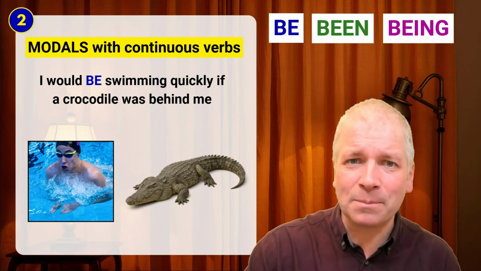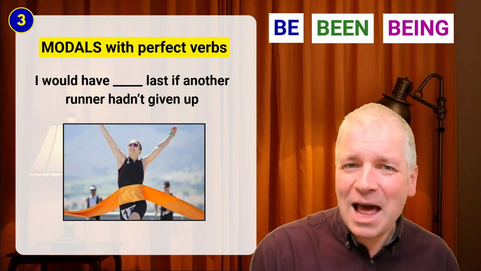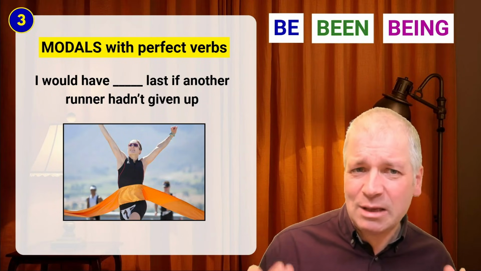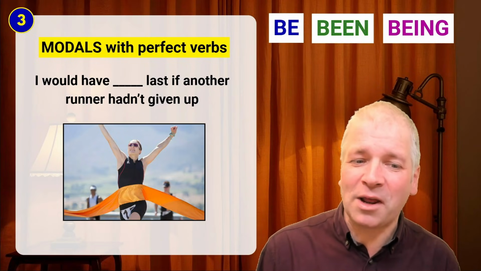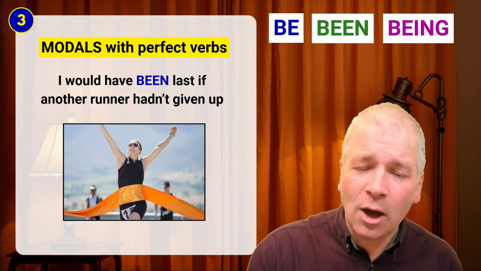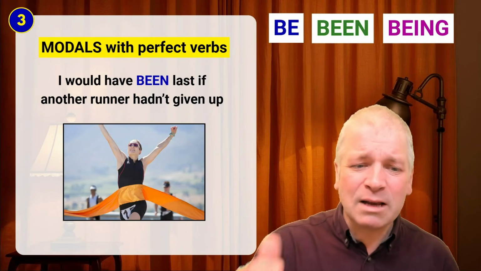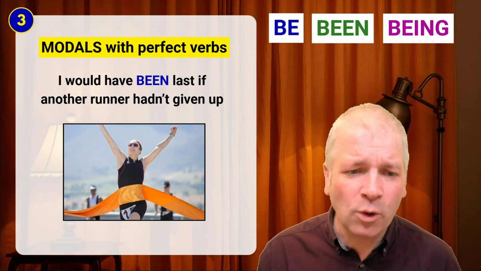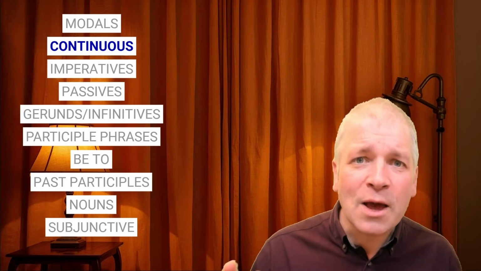I would be swimming. This runner should have finished last, but someone else gave up before the end. So she is celebrating and she says to the other people when she's finished, "I would have something last if another runner hadn't given up." How do we complete this? Well, this time it's with been. Why? Because it's modals with perfect verbs. Here it's in the perfect form. It's something that happened between the past up to now, but using a modal in front. I would have been. I must have been. I could have been. Okay, that's modals.